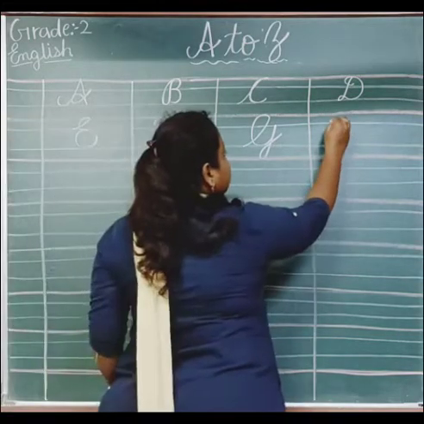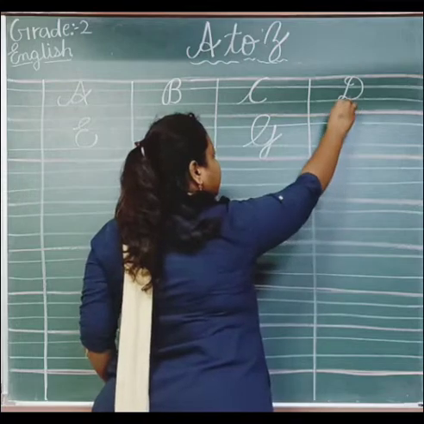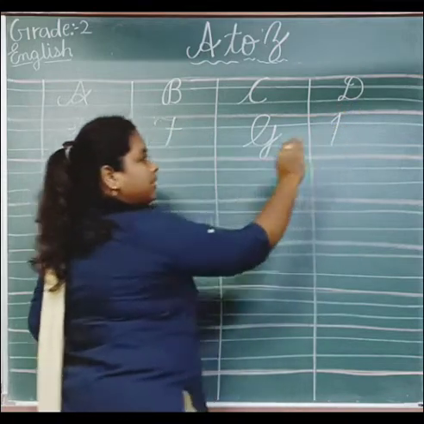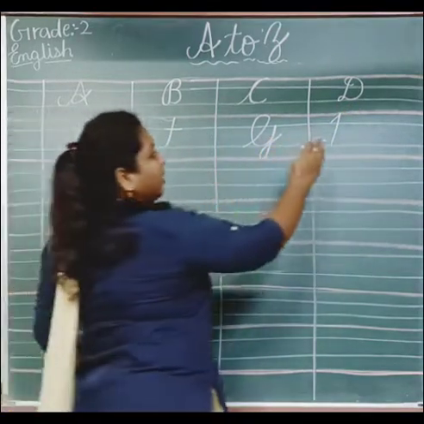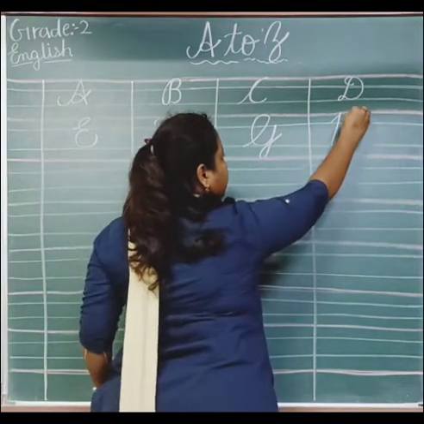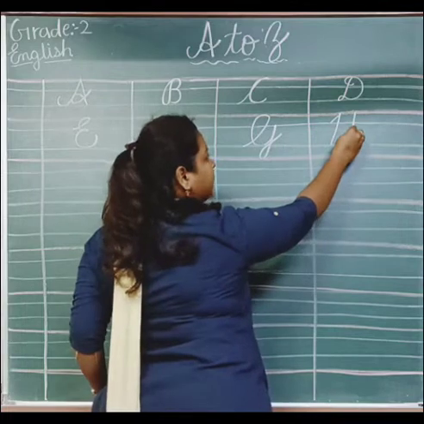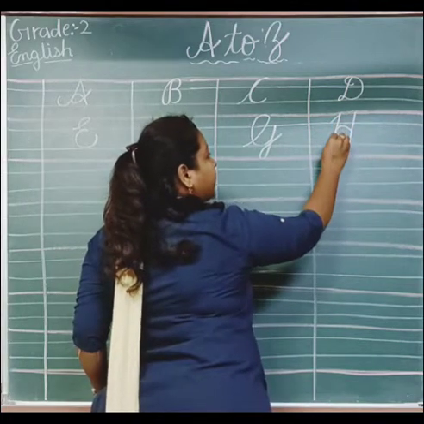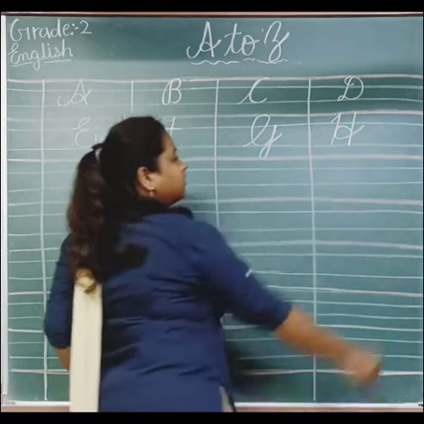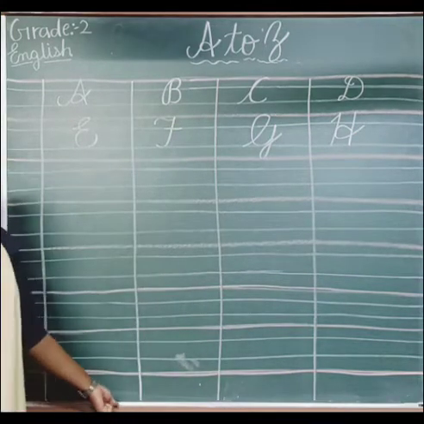Next, make a small slanting line, again a standing line and leave it. Now, after one finger space, you can make one more standing line and go up to the middle, make a curve and touch the next line and leave like this. This is called capital H.